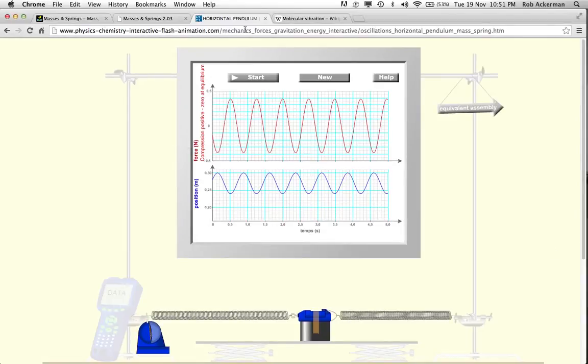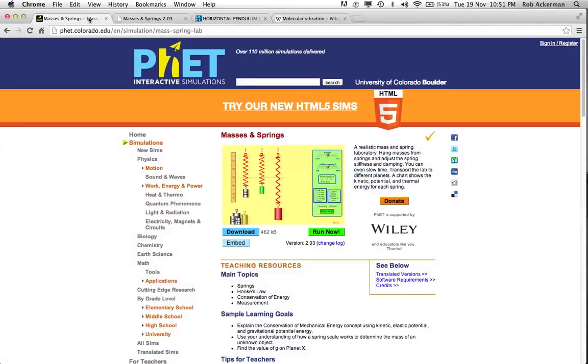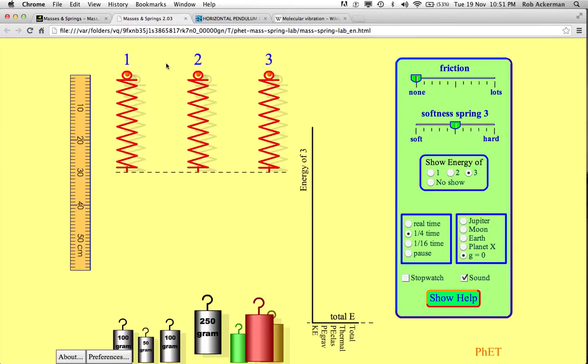So we're going to go somewhere that we've been before. It's the PhET website, where they have some simulations. And the one I want you to click on and download, it won't harm your computer, don't worry, is under Physics, under Work and Energy and Power. It's called Masses and Springs. So you're going to download that, and what you're going to get is this fun little toy to play with.